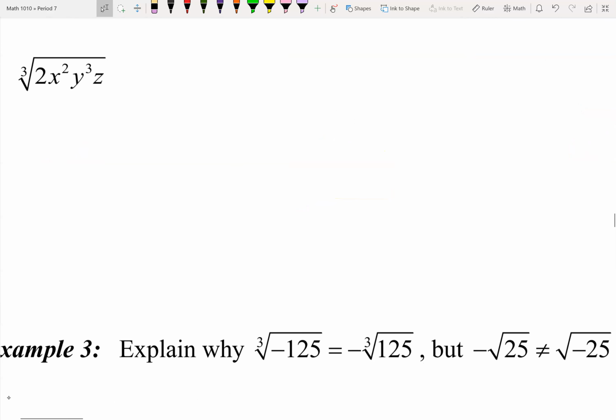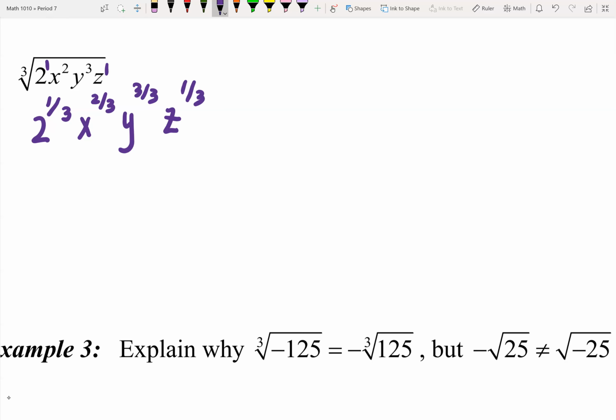Okay, look at this one right here. On the 2, put an exponent of 1, and on the z, put an exponent of 1. So you have a 2 to the 1 over, talk to me guys, 1 over 3. Then you have an x to the 2 over 3, and you have a y to the 3 over 3, and you have a z to the 1 over 3. And on a 4-point problem, that would be a -1.